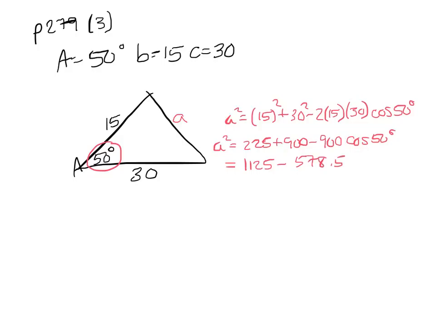578.5 something, right? And then I take that away from 1125, and it gives me 546.49. That's what A squared equals, though. So we need to square root both sides. So then A equals 23.38. Or 23.4.